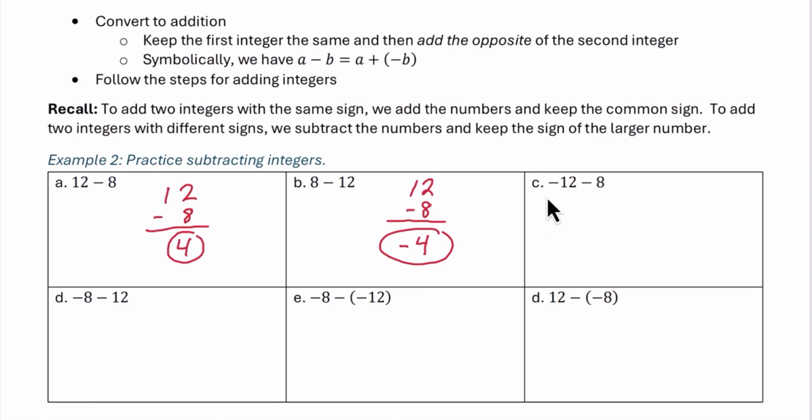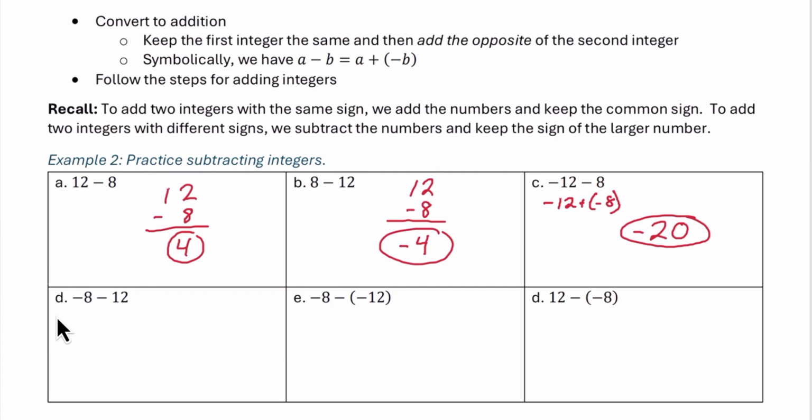In our next example, we have two negative numbers. We can think of this as negative 12 plus negative 8. So we're combining 12 and 8. 12 plus 8 is 20, but since they're both negative, we keep the negative sign.